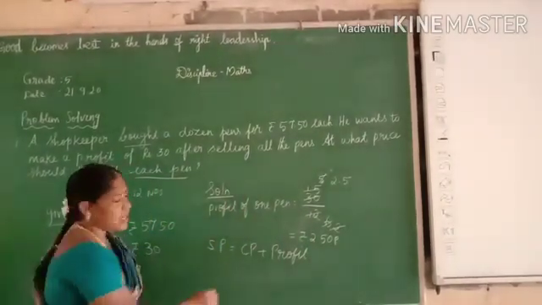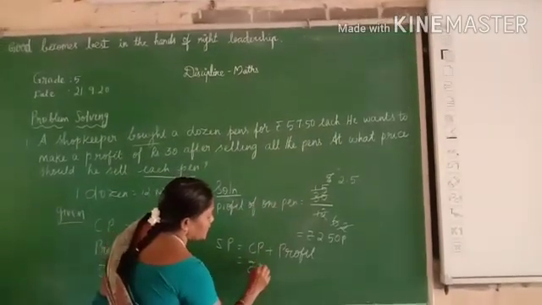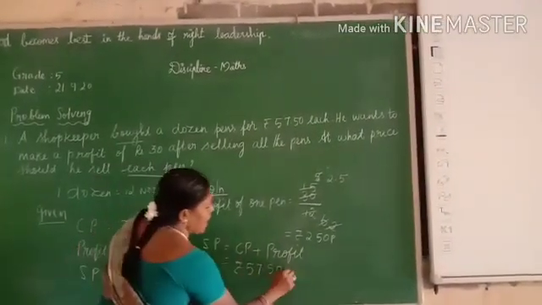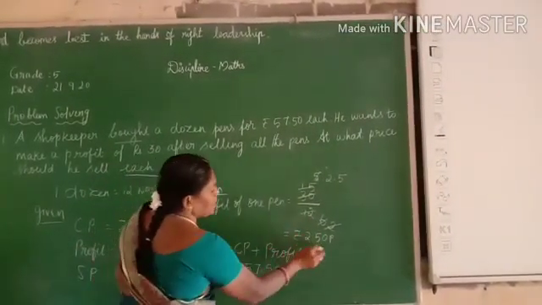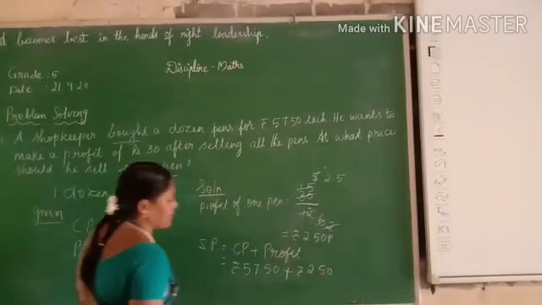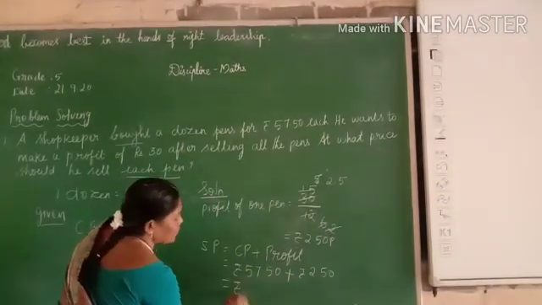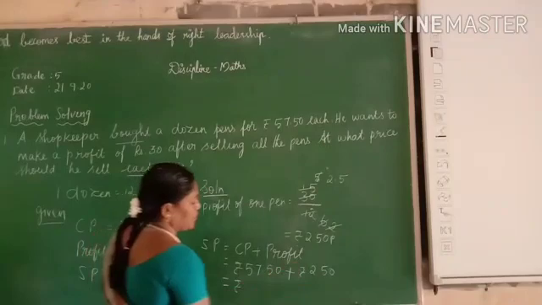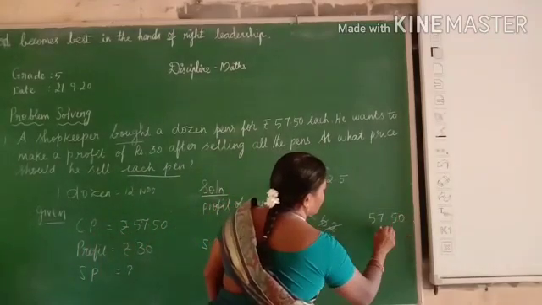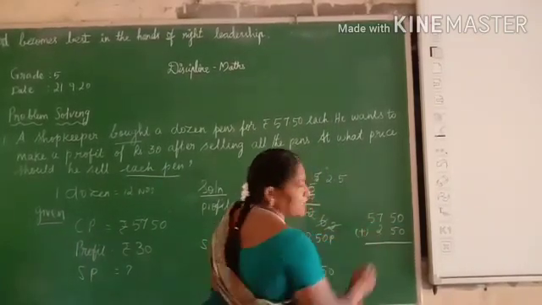So cost price how much? 57 rupees 50 paise. Then how much profit? 2 rupees 50 paise. Now we should add both the values. Then how much? Rupees 60. Now we have to add in the working column: rupees 57.50, and 2 rupees 50 paise for profit.